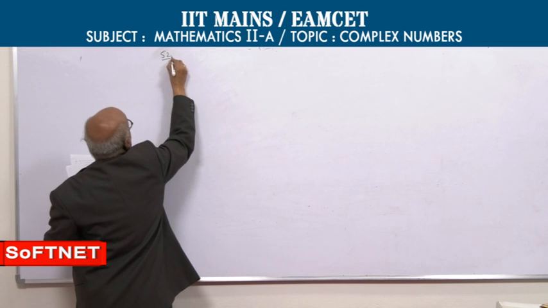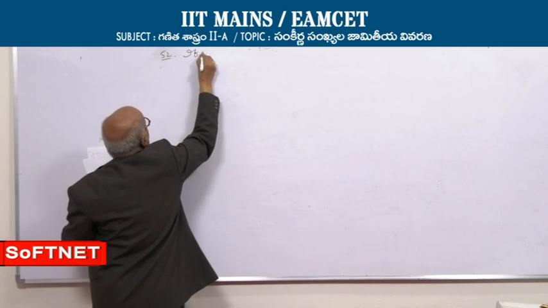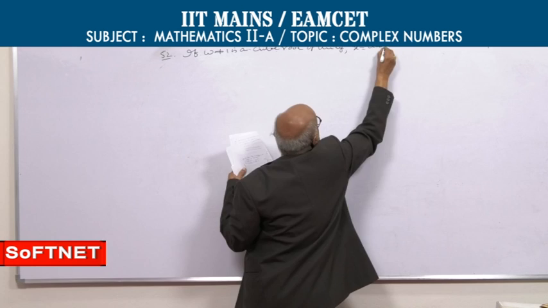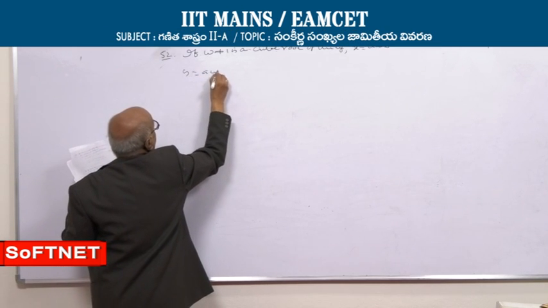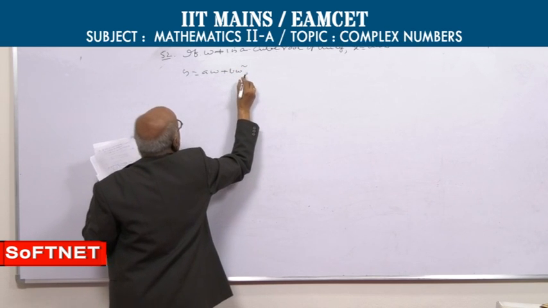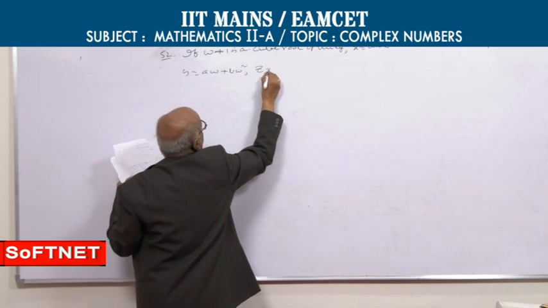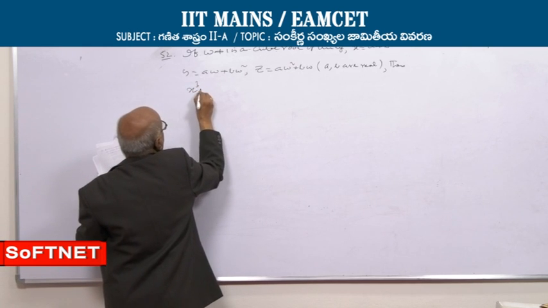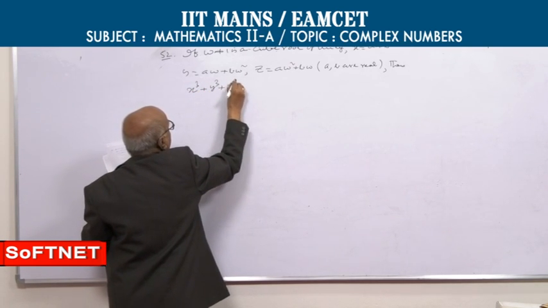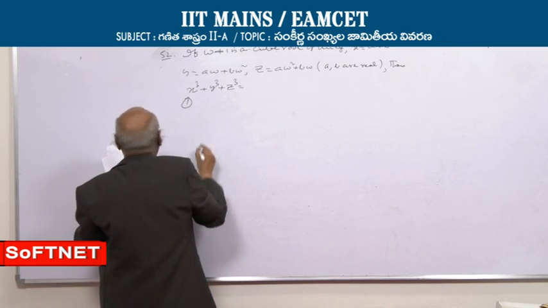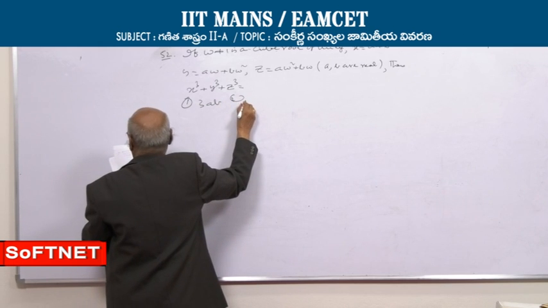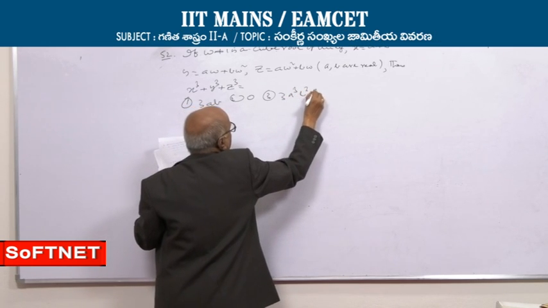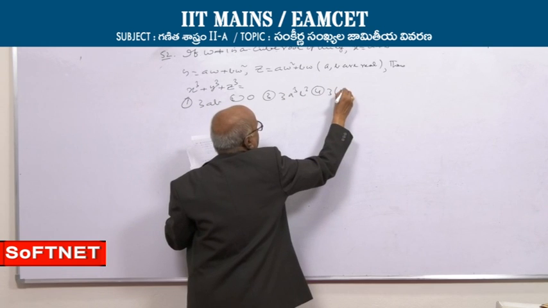This is also on cube roots of unity. If omega not equal to 1 is a cube root of unity, x is equal to a plus b, y is equal to a omega plus b omega square, and z is equal to a omega square plus b omega, then x cubed plus y cubed plus z cubed is equal to: 1, 3ab; 2, 0; 3, 3a cubed b cubed; and 4, 3 into a cubed plus b cubed.